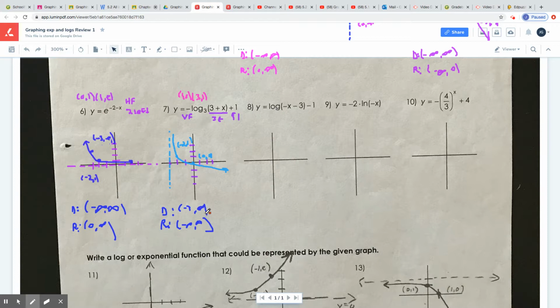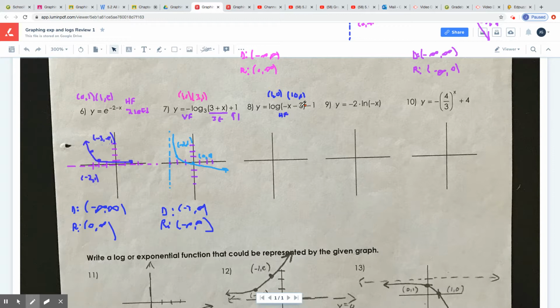All right. So now, number 8. All right, number 8, we have another log graph. Now, there is no base here. What does that mean? It's a base 10 guy. All right, we have a base 10. All right, so base 10 means that we start off with 1 comma 0. And we start off with 10 comma 1. Okay. Now, no negative in front, so that's no vertical flip. Negative here, that is a horizontal flip.